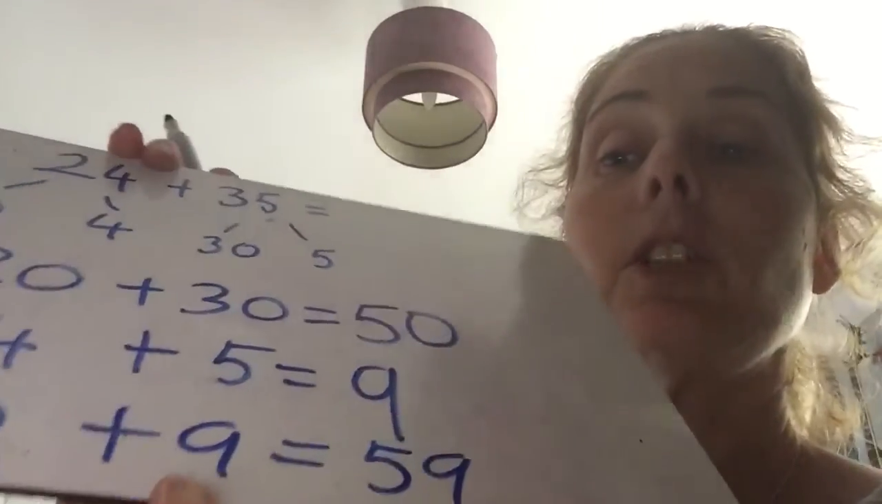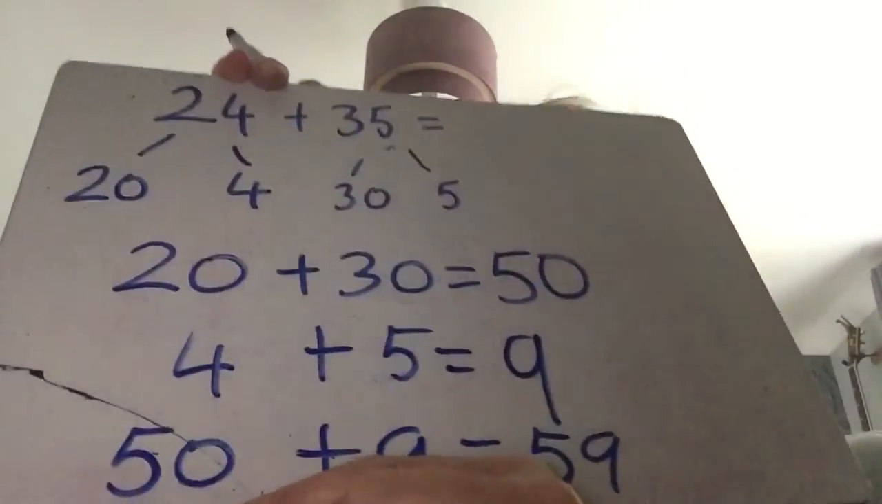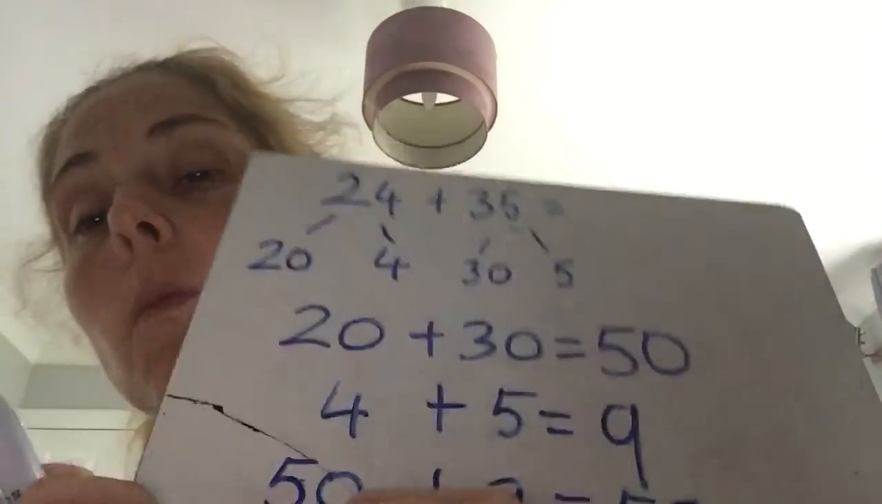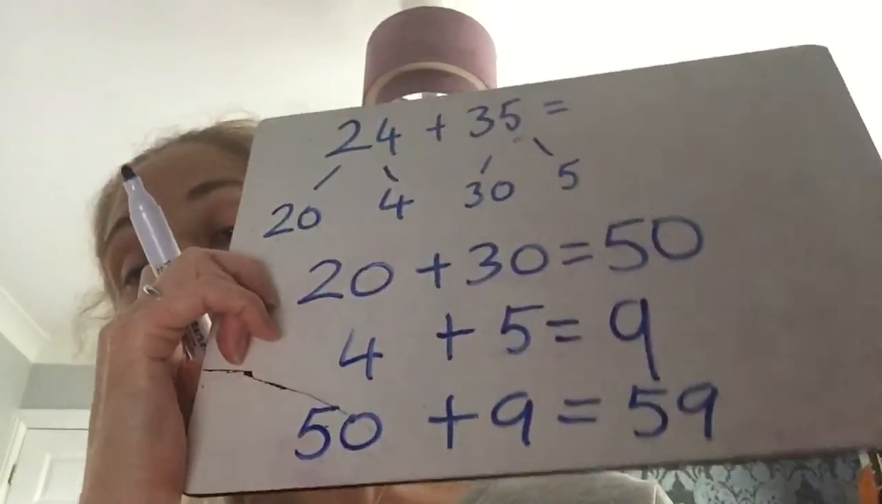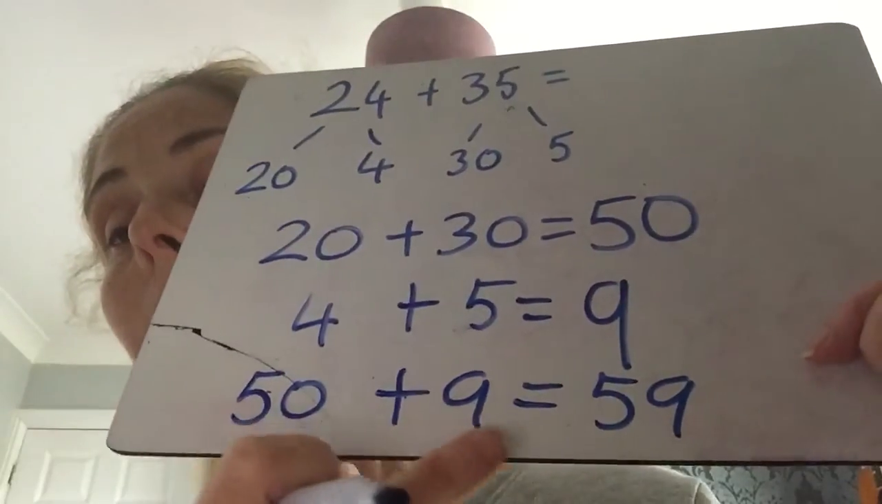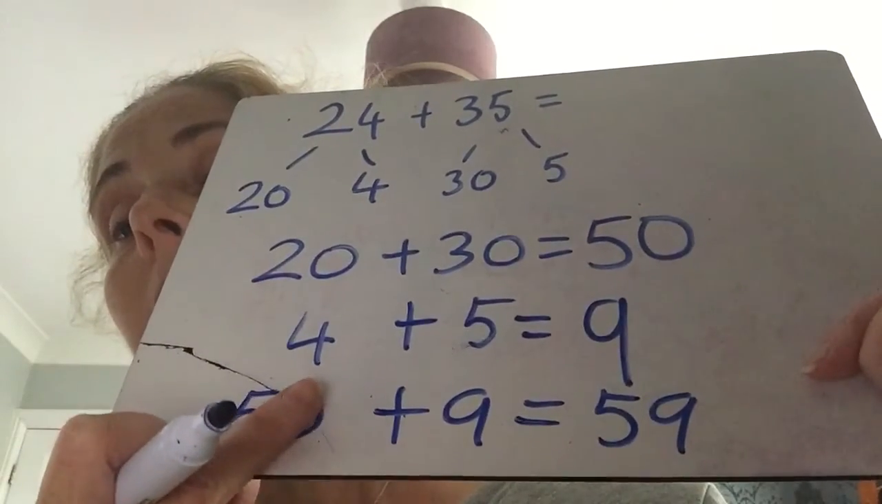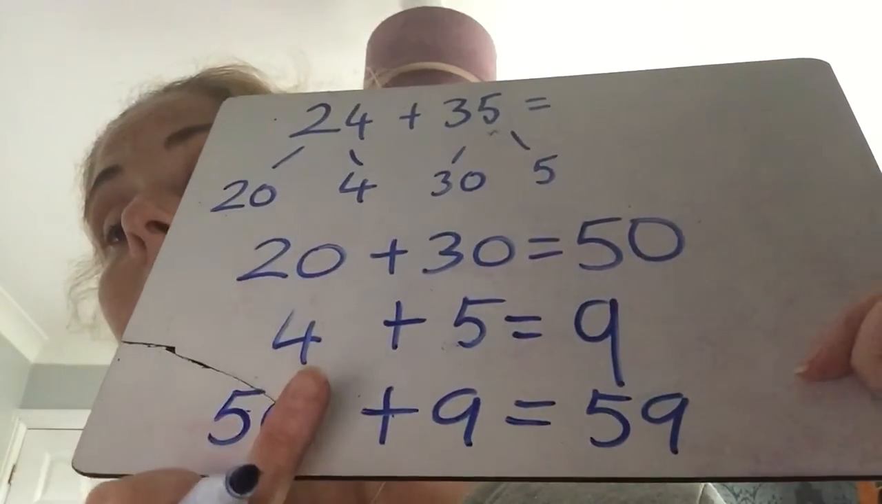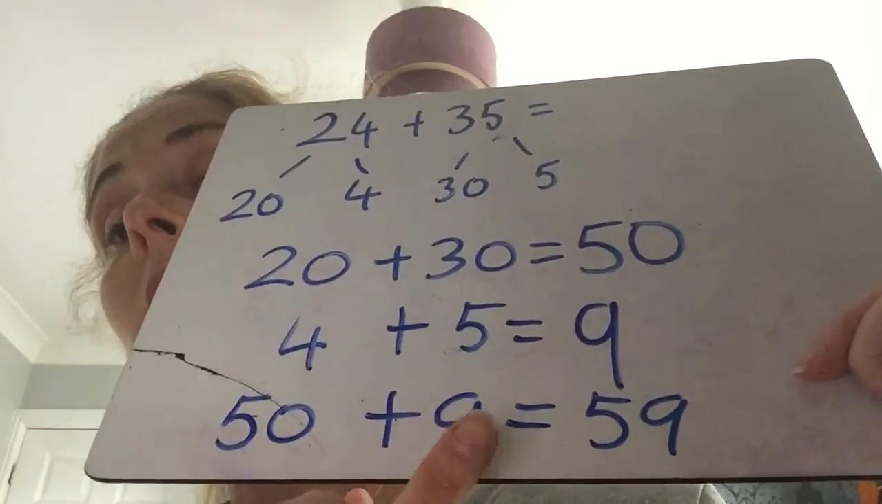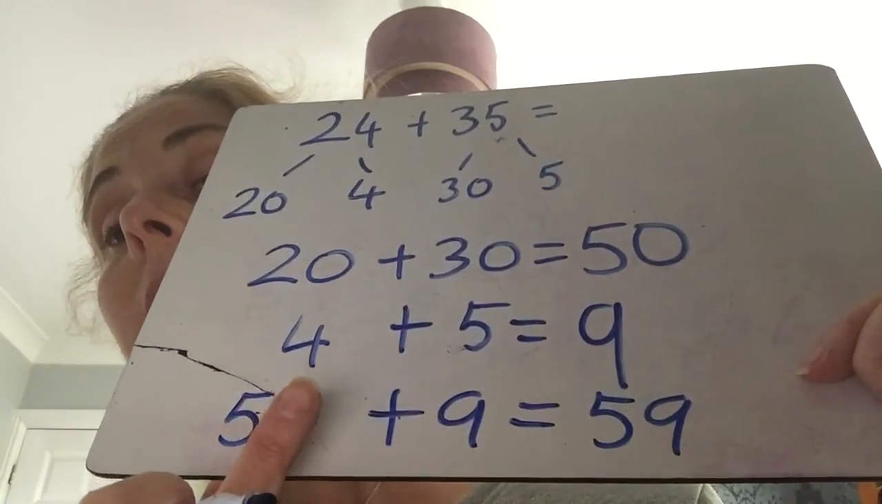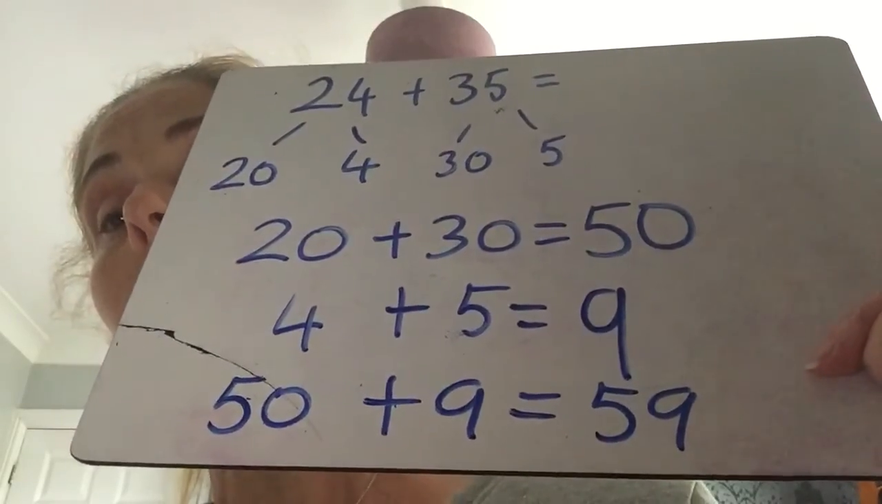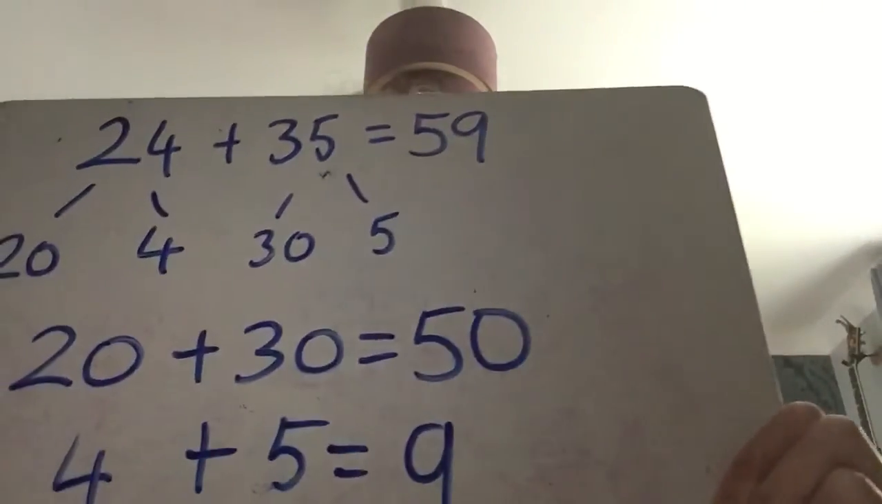59. Because remember, I've said to you before, when you're adding a single number, so when you're adding a ones number like 9, onto a multiple of 10, remember that number covers up the 0, so it goes over the top of the 0, so that becomes 59 because that 9 slides onto the top of the 0. Okay, so your answer here is 59.